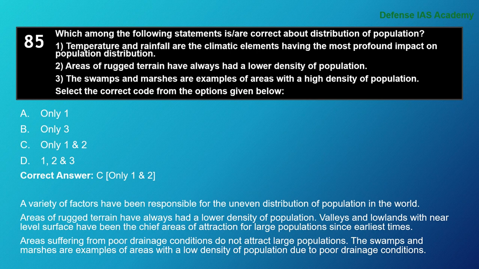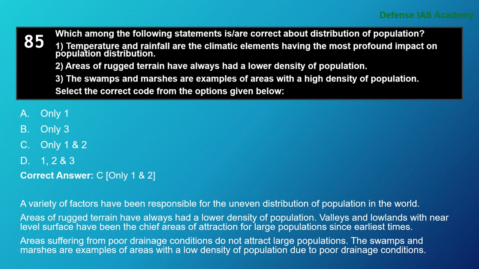A variety of factors has been responsible for the uneven distribution of population in the world. Areas of rugged terrain have always had a lower density of population, and the valleys and lowlands with the near level surface have been the chief areas of attraction where you can find large populations in the earliest times. The areas suffering from poor drainage conditions do not attract large populations. That means the swamps and the marshes are examples of areas where you can find a low density of population because the drainage conditions are very poor over there.